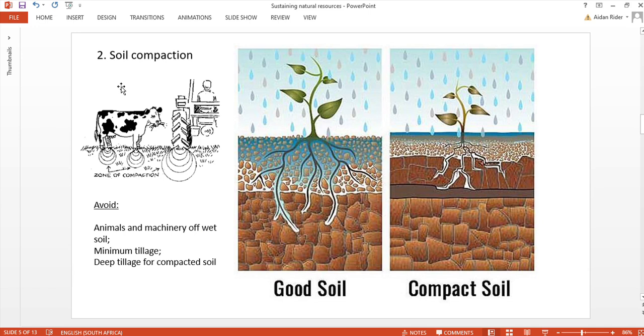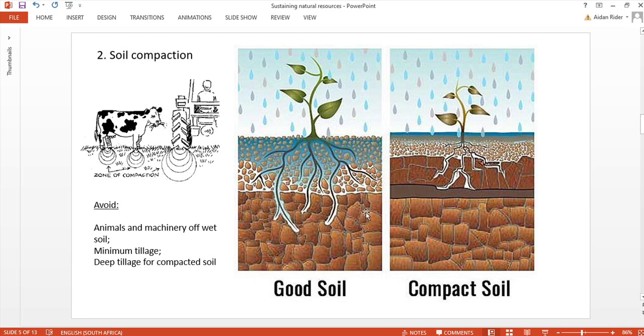Soil compaction happens when things like tractors and our farm animals walk over the soil. These zones just show you where the soil can be compacted because of the weight of either the animal or the tractor. This would be an example of good soil. You can see here there are open air spaces in between the soil particles. Water can easily go through. It percolates through the soil, and it can go to the lower layers.